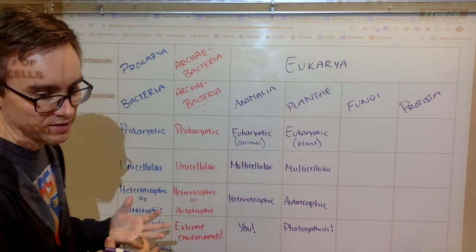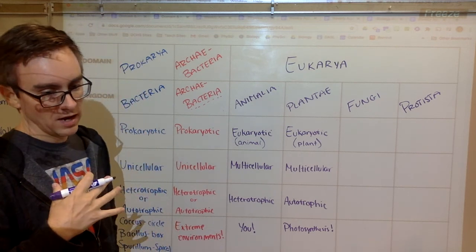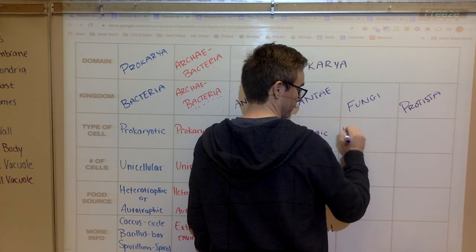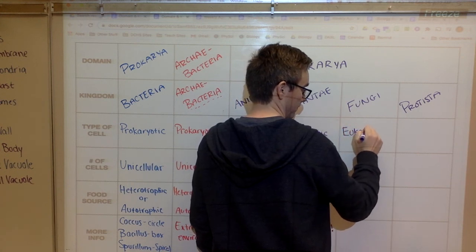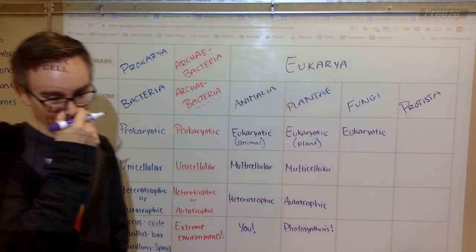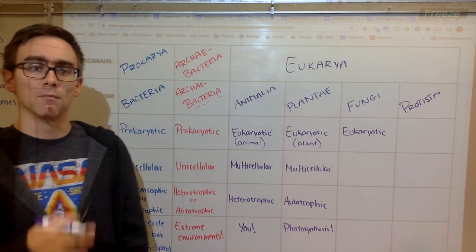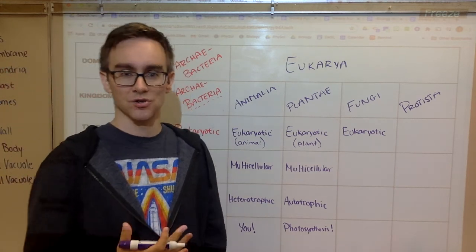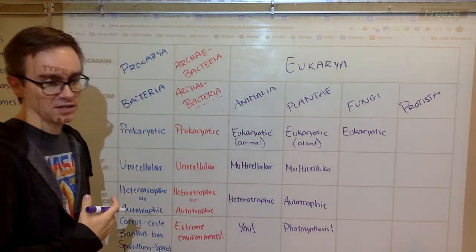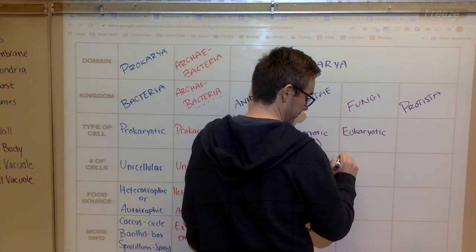Okay, fungi. My nickname in high school, fungi. These are eukaryotic cells. They can be either multicellular or unicellular. When they are multicellular, they are still not very large organisms. They're typically pretty small organisms, but they can be multicellular or unicellular.